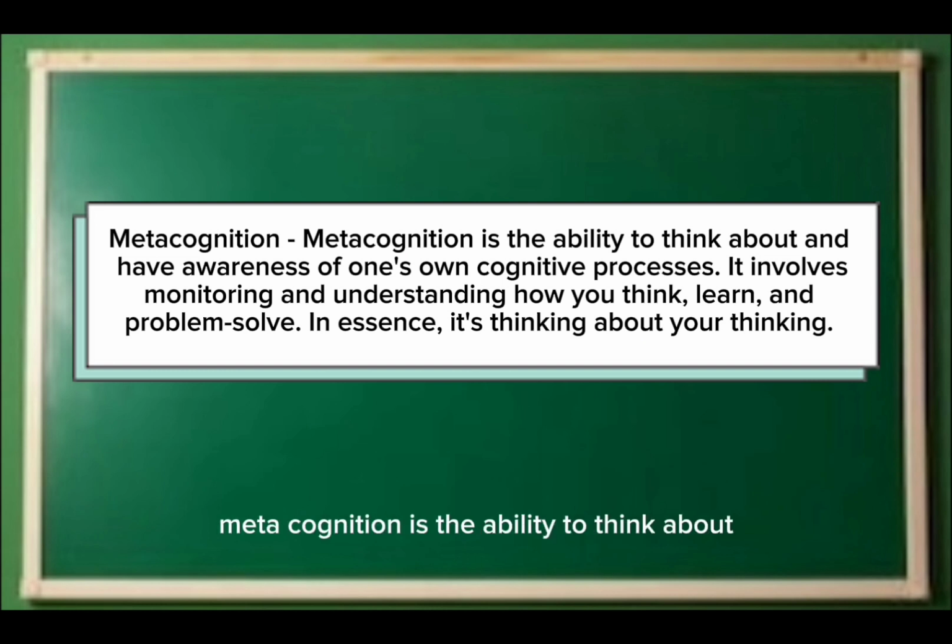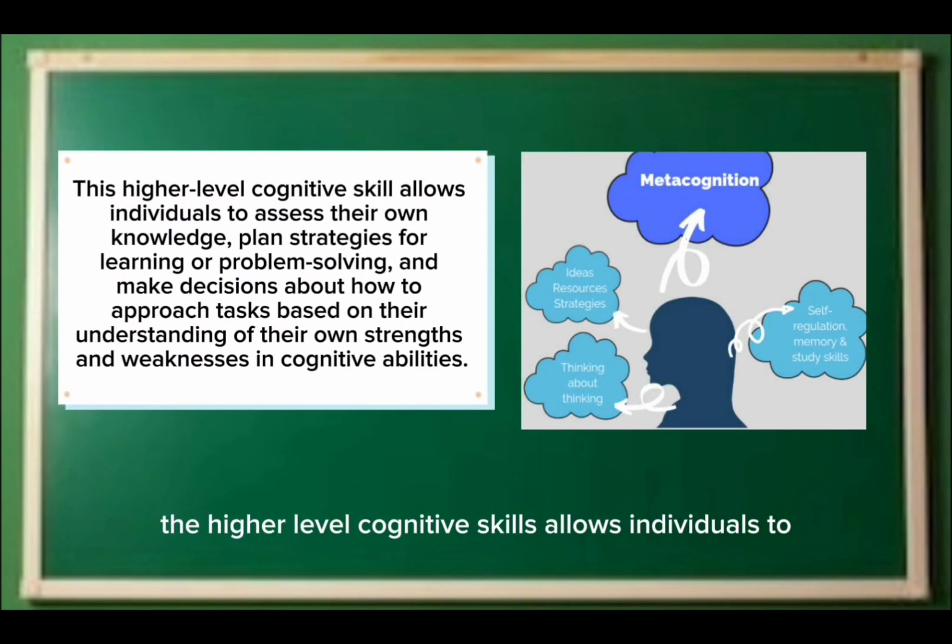Next, we have metacognition. Metacognition is the ability to think about and have awareness of one's own cognitive processes. It involves monitoring and understanding how you think, learn, and problem solve. In essence, it's thinking about your thinking. These higher-level cognitive skills allow individuals to assess their own knowledge, plan strategies for learning or problem solving, and make decisions about how to approach tasks based on their understanding of their own strengths and weaknesses in their cognitive abilities.